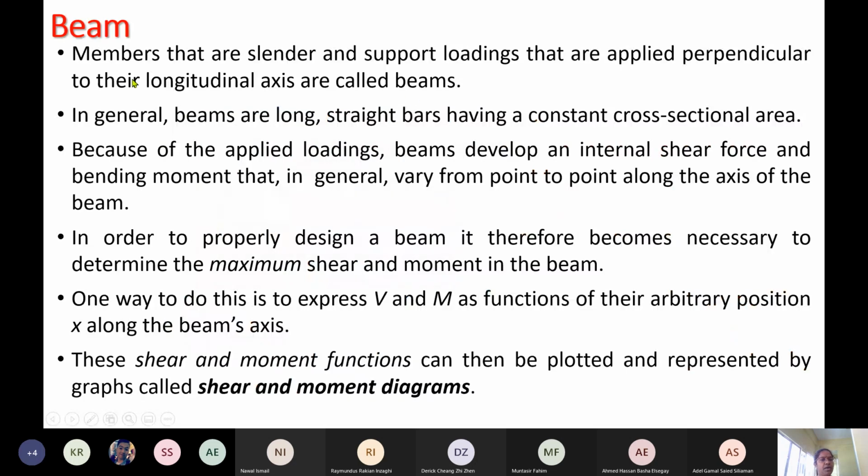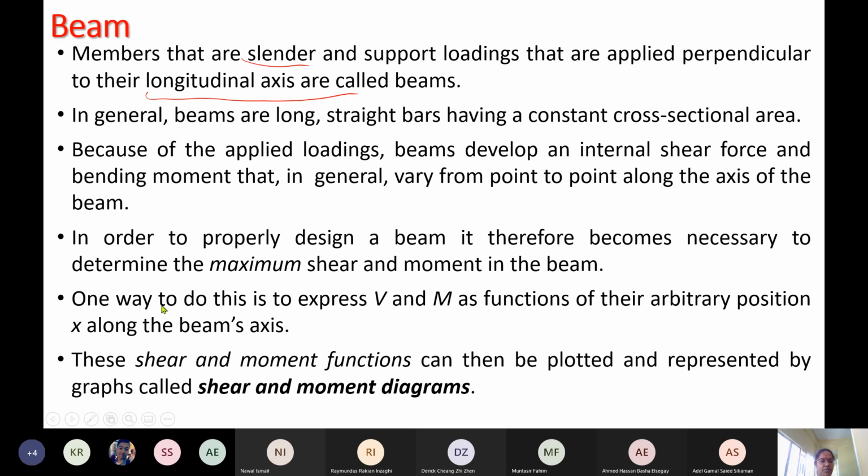Okay, beam members. What do you mean by member? Members that are slender and support loadings applied perpendicular to their longitudinal axis are called beams. It is not very big, very thick, right? Generally speaking, they are slender. They bear the load through the longitudinal axis. So the longitudinal axis is longer than the cross section. That is why the cross section is slender, but the length should be longer.